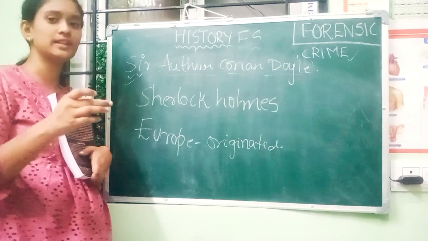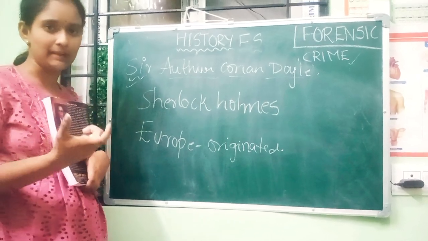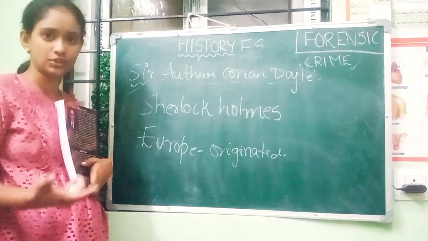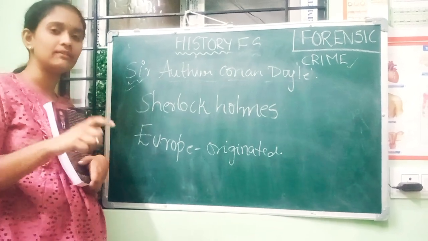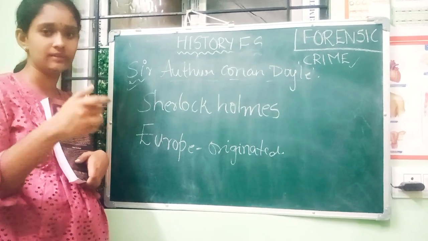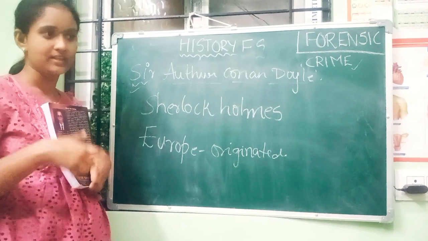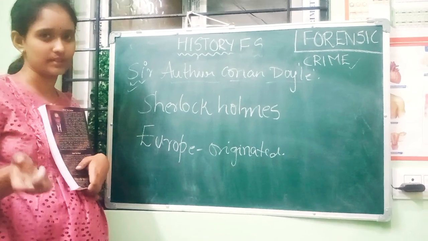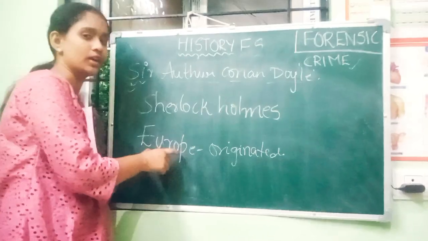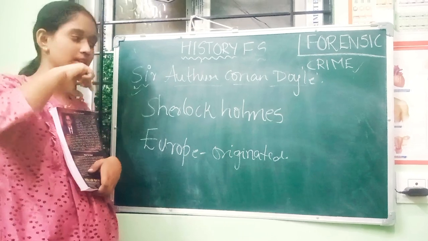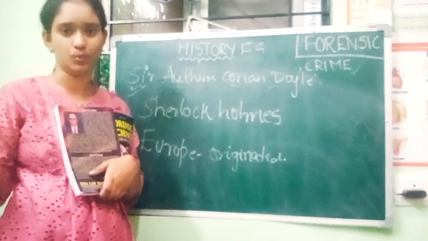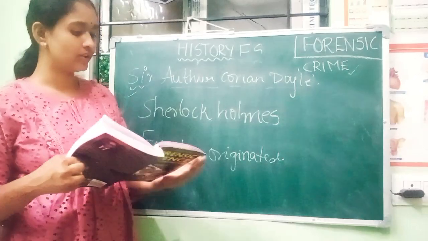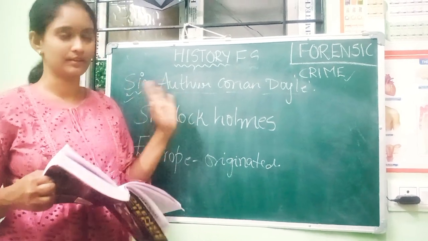From Europe, it spread all over the world. I will also talk about the forensic labs and in which year they were established. Even in India, we have one forensic science lab for every state, central or normal forensic labs. So it originated from Europe and spread all over the world. This is a small glance at the history perspective.